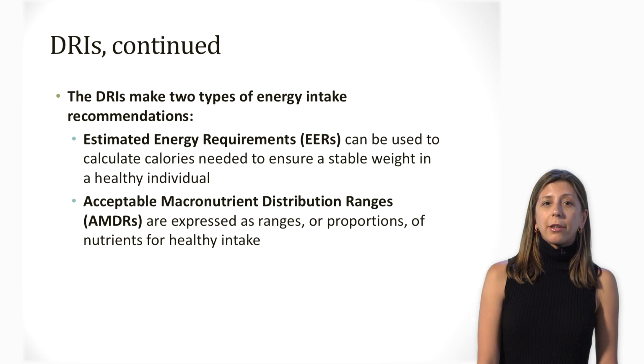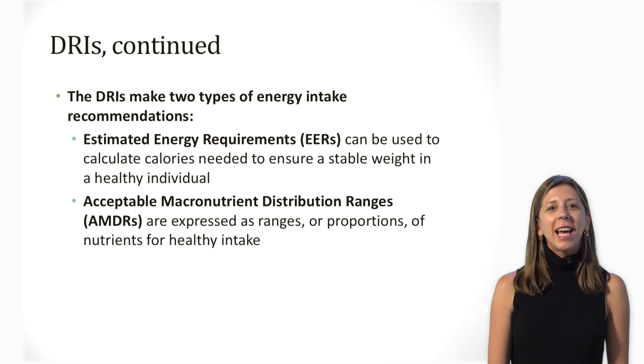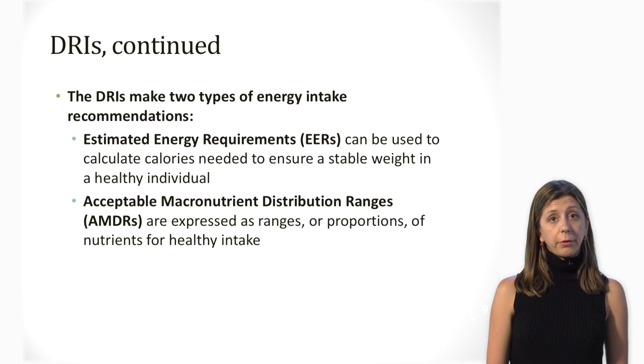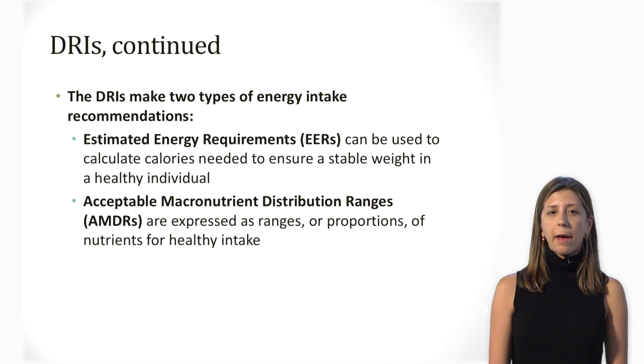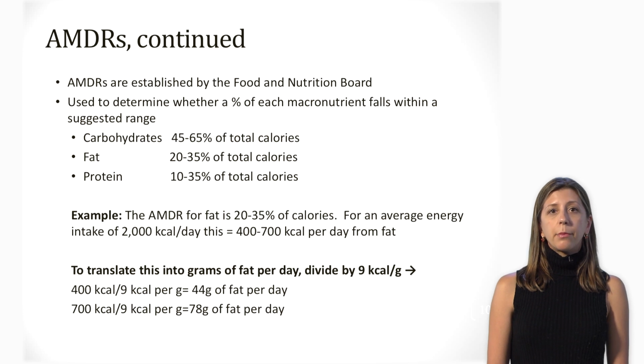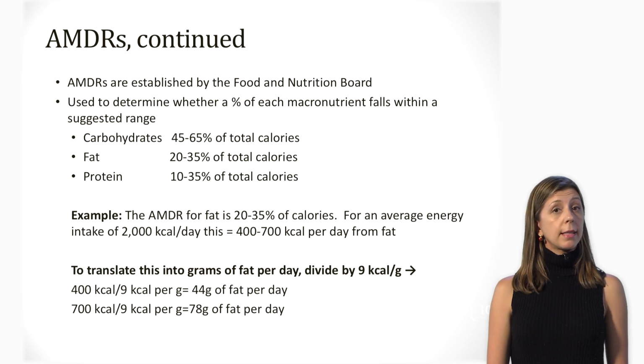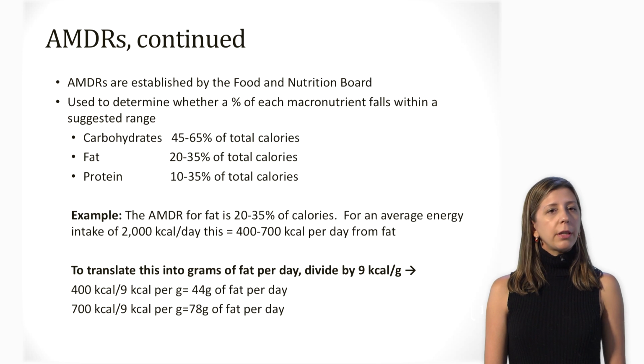The AMDR, last acronym I promise, is expressed as ranges or proportions of nutrients for healthy intake. And we have AMDRs for the 3 main macronutrients, which hopefully you guys know by now: carbohydrates, protein, and fat. So more on the AMDRs. I think, out of everything within the DRIs, this one makes the most sense to me. Even as a professor standing here and lecturing you, this is really useful.